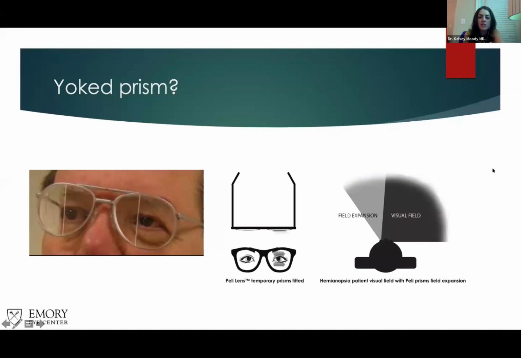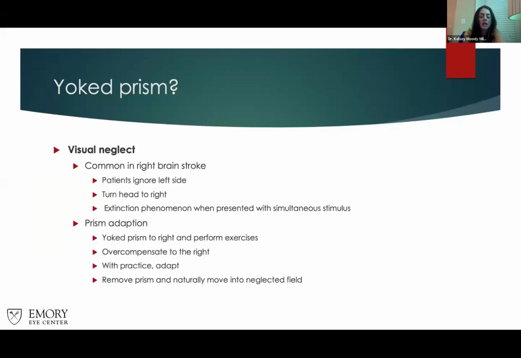With both of these things, you really need a really good rehab team to work with orientation and mobility to be successful with this. It also can be used in visual neglect, and we see this commonly after right brain stroke, where patients will then ignore the left side. You may also see that they have this compensatory head turn to the right because they're neglecting the left side. And we commonly see that patients have an extinction phenomenon with visual neglect, where if you present a stimulus on the right side and the left side, they'll ignore the image on the left side.